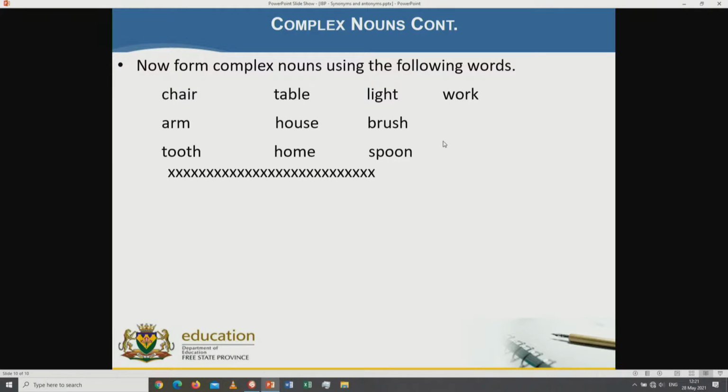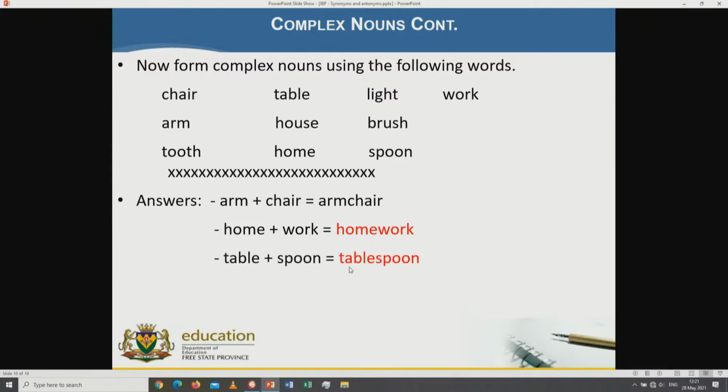Okay. Now let's check what you came up with. Compare your answers with the following. Arm plus chair, we have armchair. Do you have it, grade 7s? Yes. Now we have home plus work, we have homework. Now we have table plus spoon, we have tablespoon. And then we have light plus house, we have lighthouse. And then lastly we have tooth plus brush, you have toothbrush.